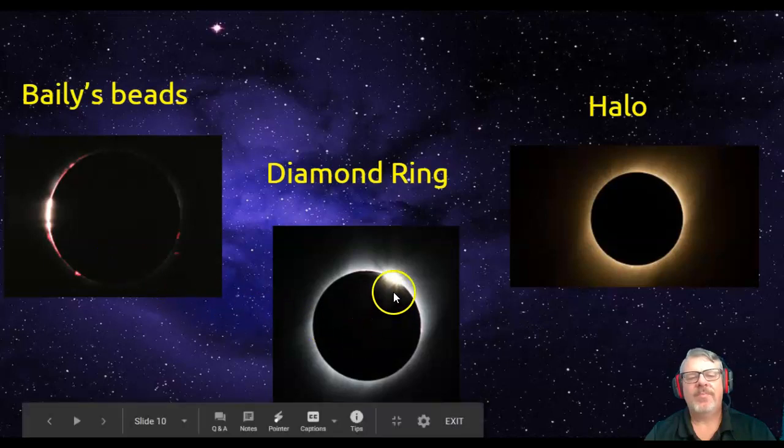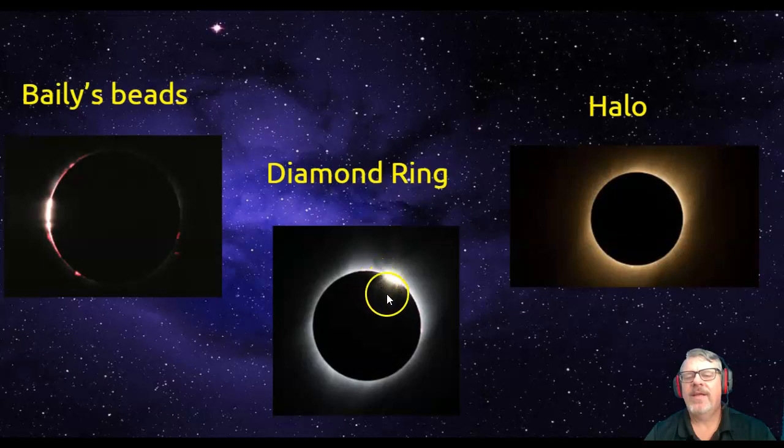And the very last part of light, right before you have the sun completely blocked out, is called a diamond ring. And once the moon is directly in front of the sun, you have a halo, and that's formed because of the corona of the sun.